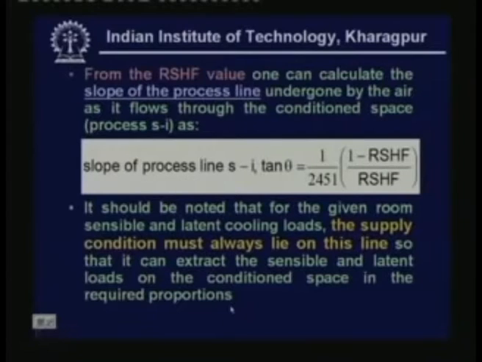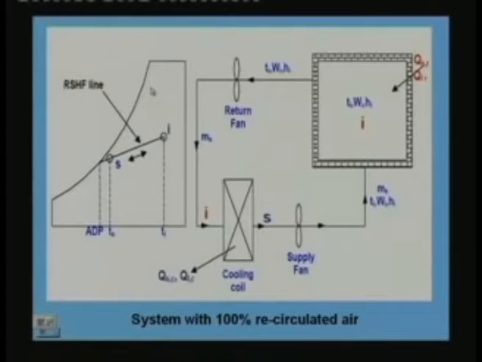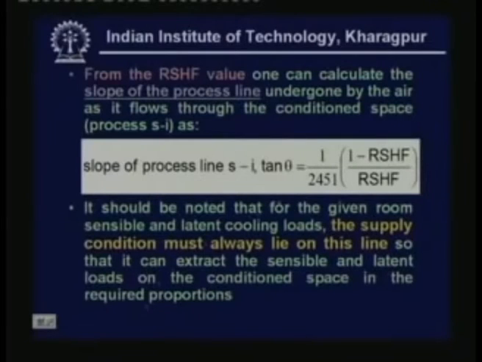Now, from the RSHF value, one can calculate the slope of the process line undergone by the air as it flows through the conditioned space. That means the slope of this line. Let us say this is theta. Okay, tan theta is the slope of this line. This we can obtain if we know the RSHF or the sensible heat factor. This we have discussed in the last lecture. We have seen in the last lecture that the expression for the slope is given by tan theta is 1/2451 multiplied by (1 minus RSHF) divided by RSHF, where RSHF is the room sensible heat factor, which is known to us.